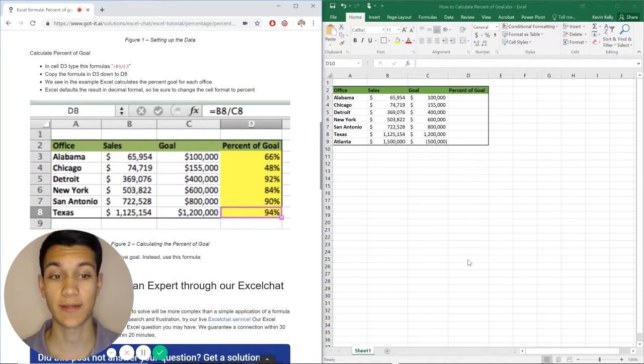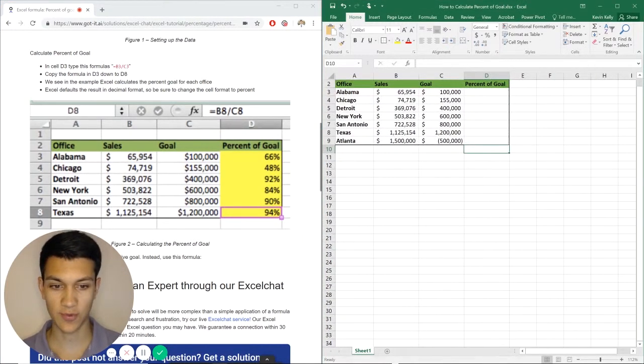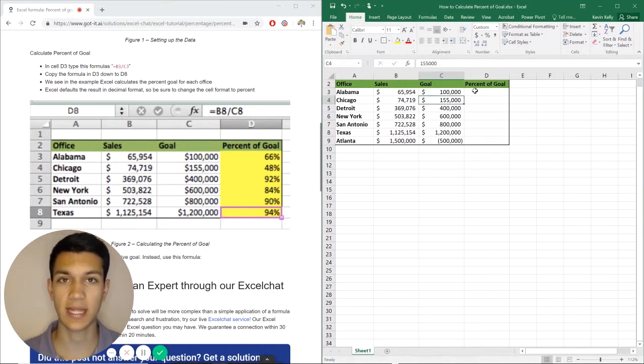Today, we're just going to be talking about how to calculate the percent of a goal. So without further ado, let's get right into it. This is a super quick and simple Excel formula, really kind of a common sense type of formula, but we're going to do it here for you.